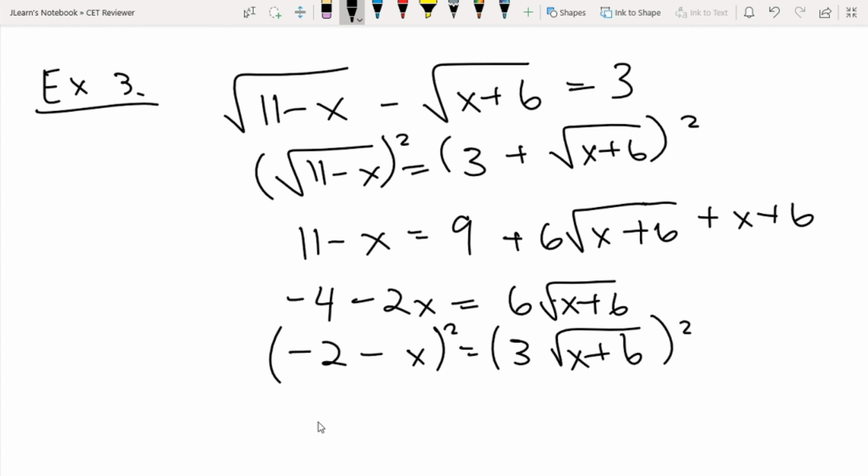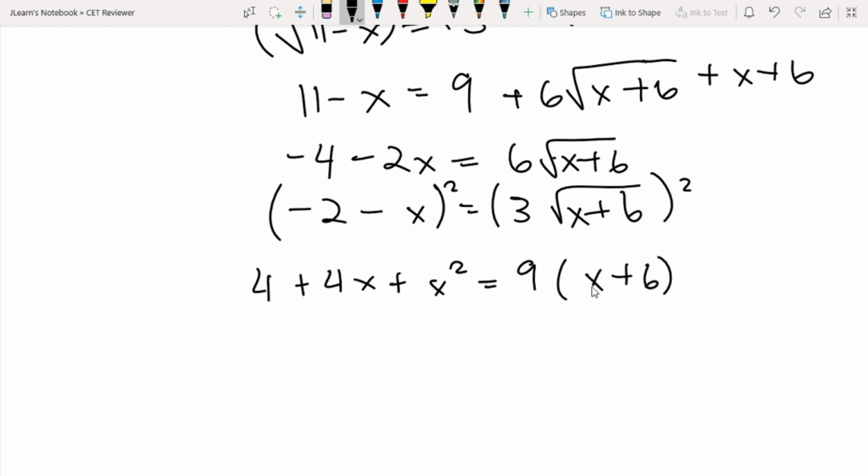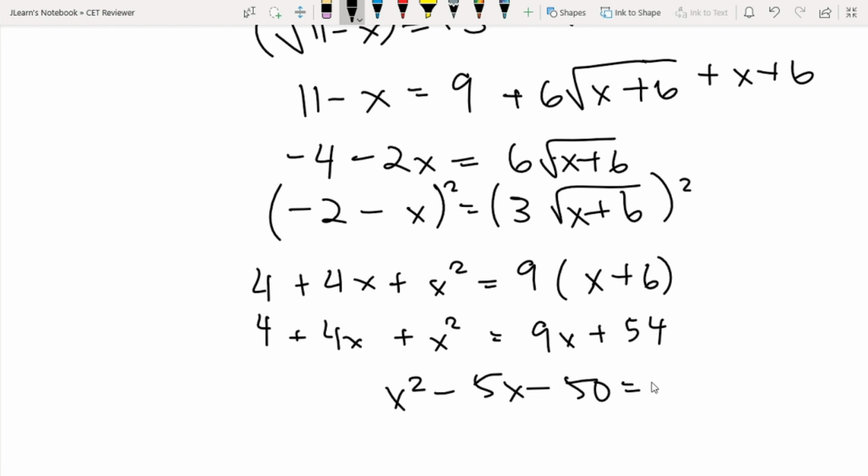Tama. So again, we expand this. This will become 4 plus 4x plus x squared. Ito ay magiging 3 squared times square root of x plus 6 squared, which is 9 times x plus 6. Okay? And again, we just simplify, no? This will become 9x plus 54 is equal to x squared plus 4x plus 4. And if we combine like terms, no? So we can get x squared minus 5x minus 50 is equal to 0.